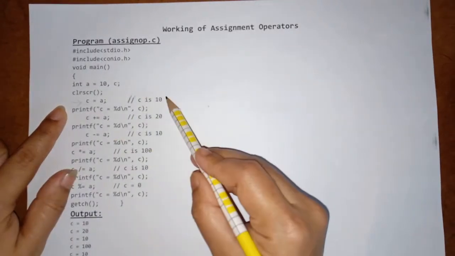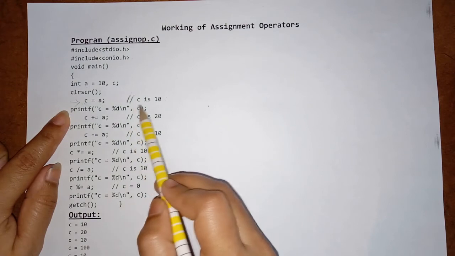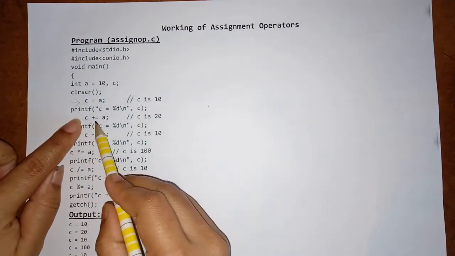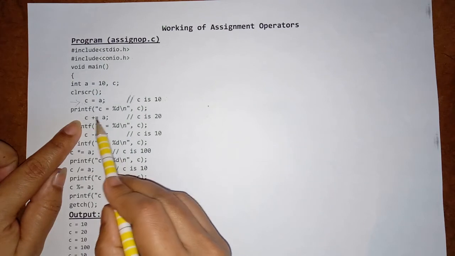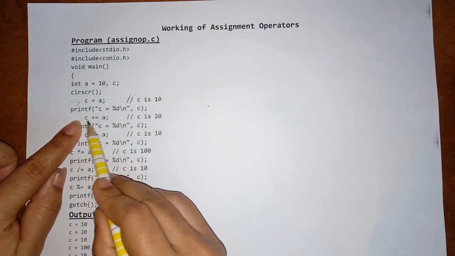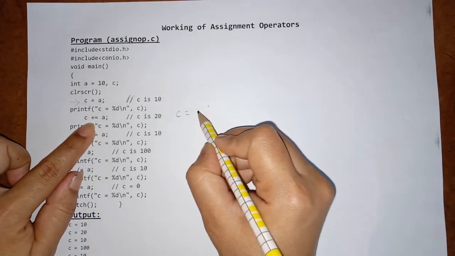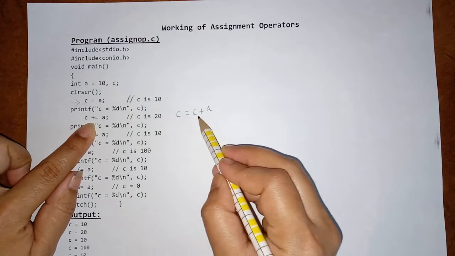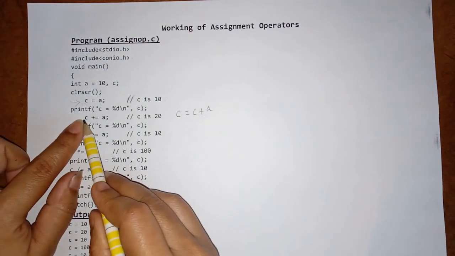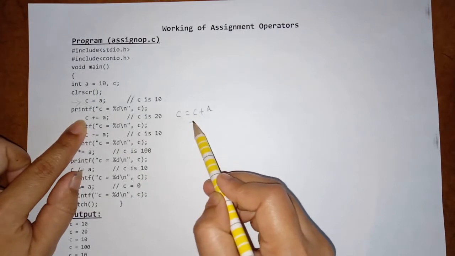And now the value of C is 10. So the value of C will be assigned with 10. Then we are printing that value of C. Then coming to the next statement, C plus is equal to A. So here we are using C plus is equal to A. So this means that C is equal to C plus A. Okay, instead of writing C is equal to C plus A, we have given it as C plus equal to A. So now what is the value of C?